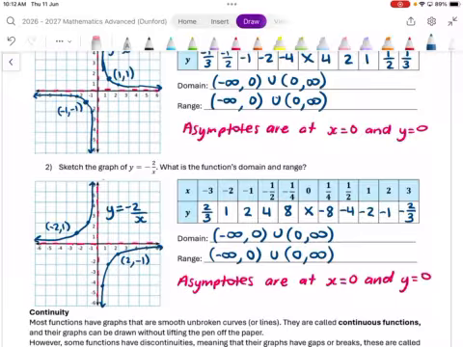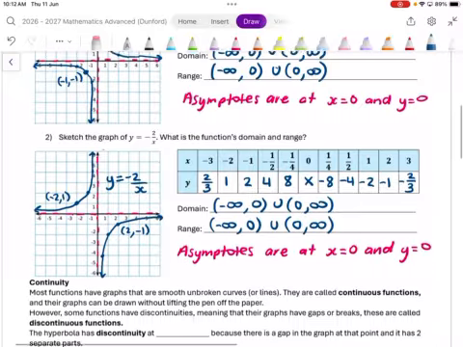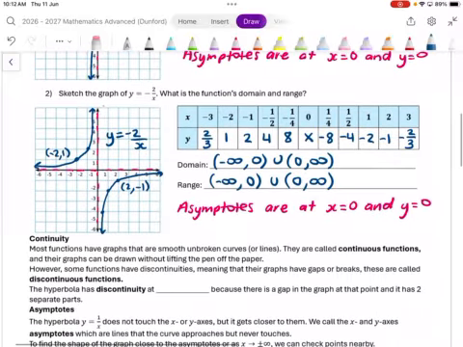So all of the functions, or most of the functions that we have looked at so far, have been smooth, unbroken curves or lines, and they've been continuous functions. Okay, that means that our parabolas, our linear functions, our cubics that we did back in functions, they were all drawn without lifting the pen off the paper.